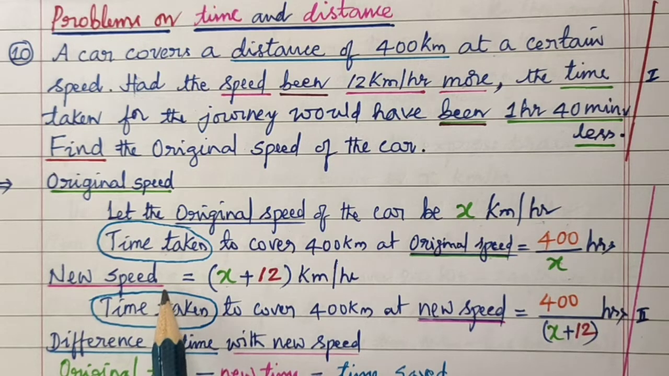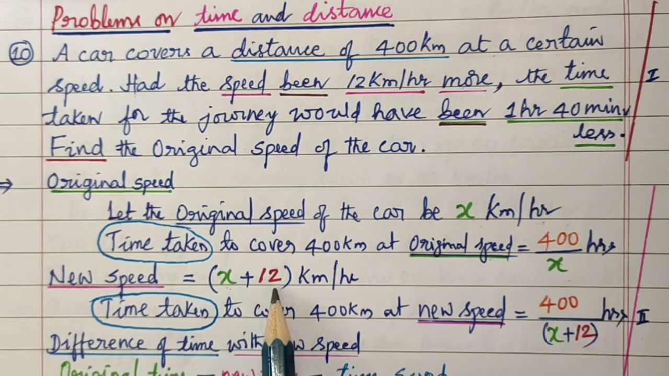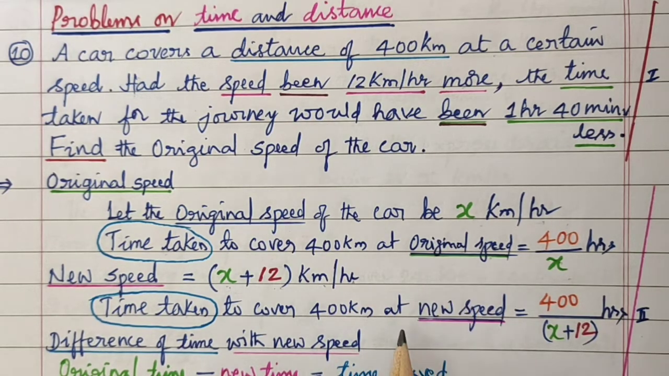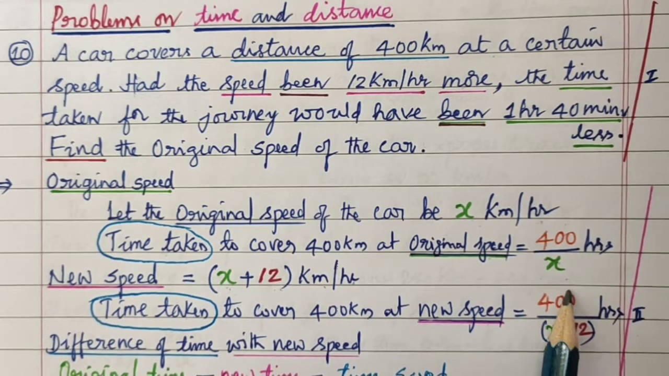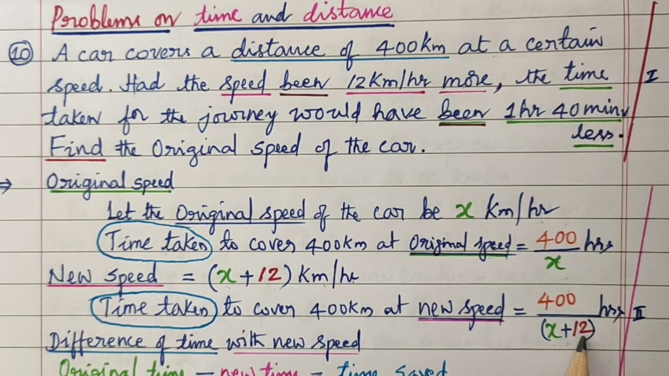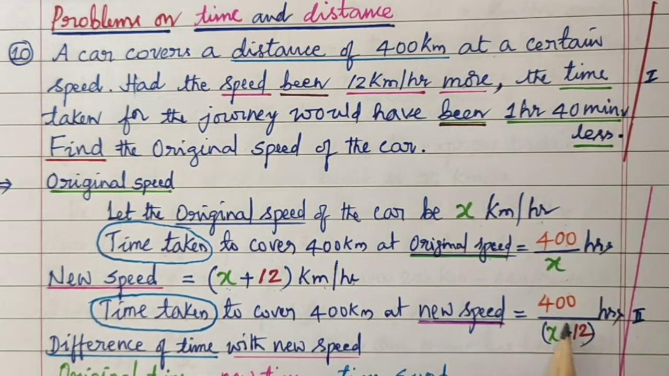New speed. They are asking us to increase the speed by 12 kilometers per hour. So the original speed was x, and the new speed is x plus 12 kilometers per hour. Time taken to cover that 400 kilometers with the new speed is distance traveled divided by the new speed. New speed is x plus 12 kilometers per hour. This is the time taken with the old speed. This is the time taken with the new speed.